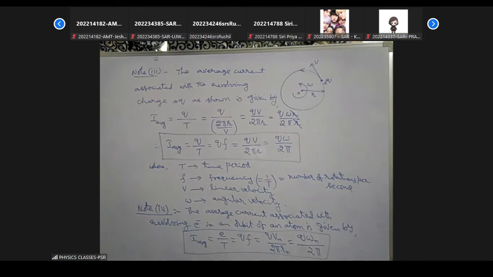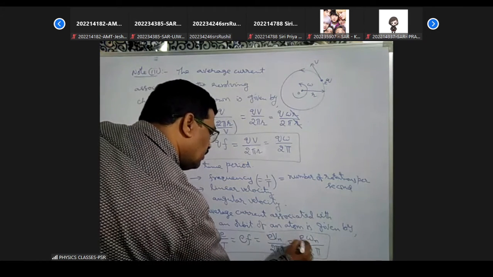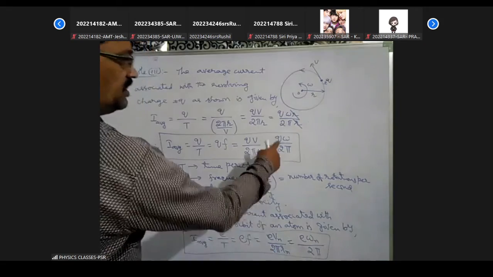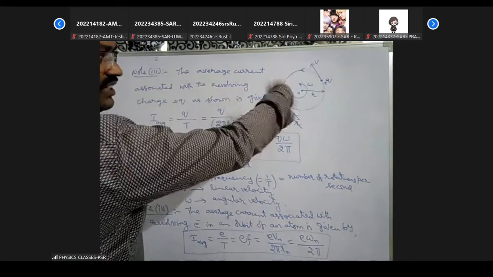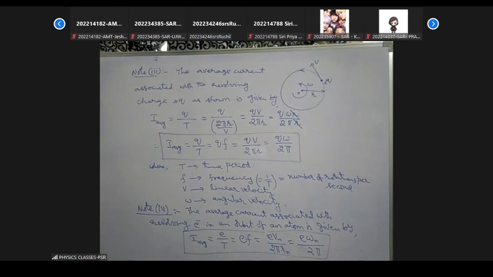Instead of Q, we write e. e Vn by 2 pi Rn, or e omega n by 2 pi. Vn is the velocity of the electron in the nth orbit. Rn is the radius of the nth orbit. Omega n is the angular velocity of the electron in the nth orbit. Here in this case, there is no such orbit. Only charge is rotating about a point. But in the electron case, its velocity, radius, and angular velocity are different.